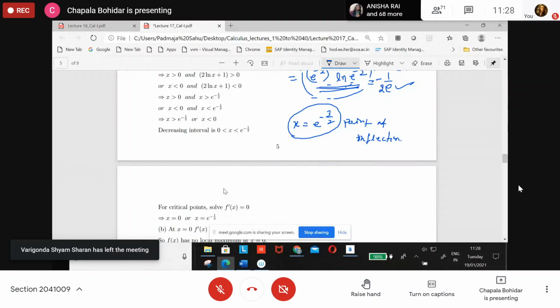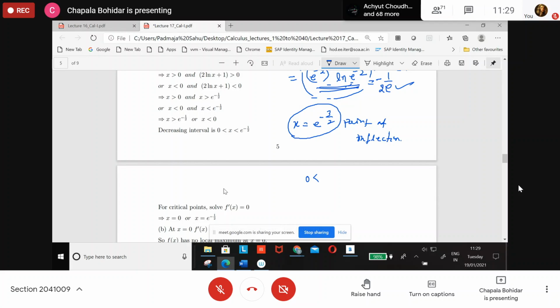Okay? Now, tell me the interval. All of you know the domain. Tell me the interval here. What did you write down? 0 to e to the power minus 3 by 2, so 0 is less than x is less than e to the power minus 3 by 2. Very good. Then e to the power minus 3 by 2 to infinity. Yes, very good.